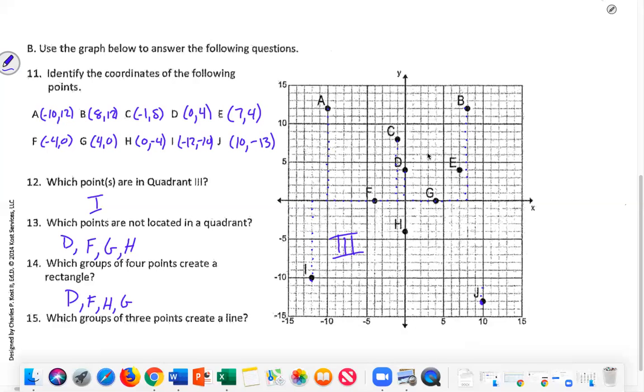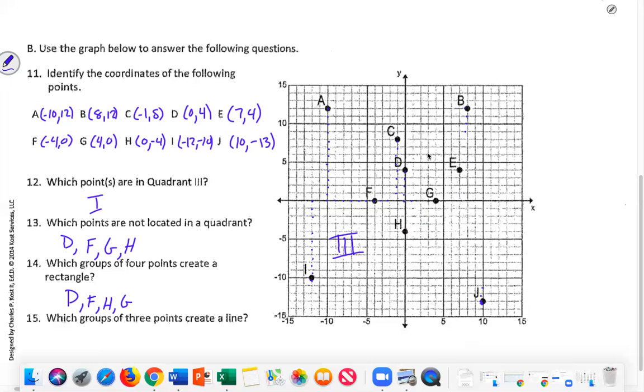And which groups of 3 points create a line? All right, that means I need 3 points in a straight line. And if you look, looks like those 3 are in a straight line. So I can figure it out. So I can count my slope. 1, 2, 3, 4. 1, 2, 3, 4. 4 over 4 is 1. So 1, 2, 3, 4. 1, 2, 3. Ooh, see, I was wrong on that. So I've got to find 3 points in a line.